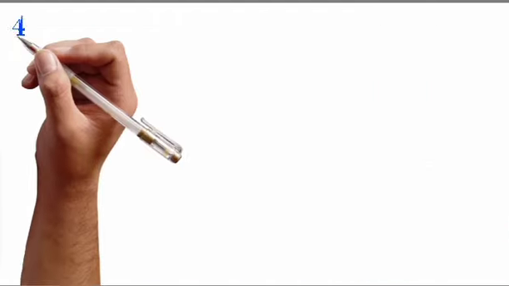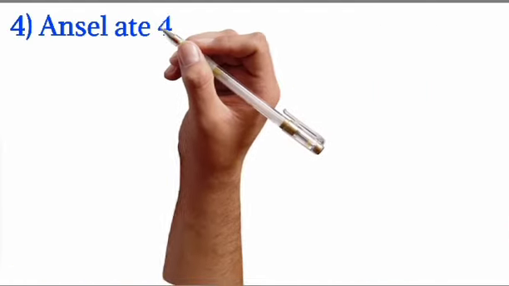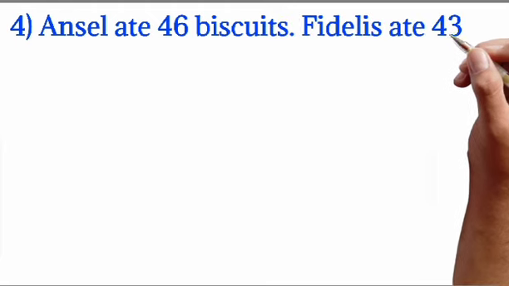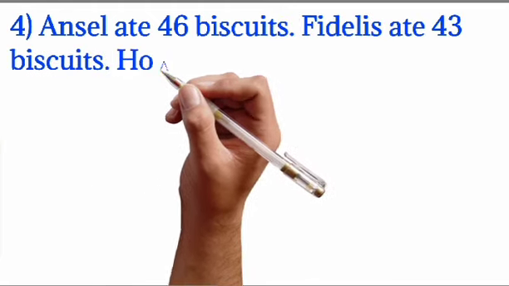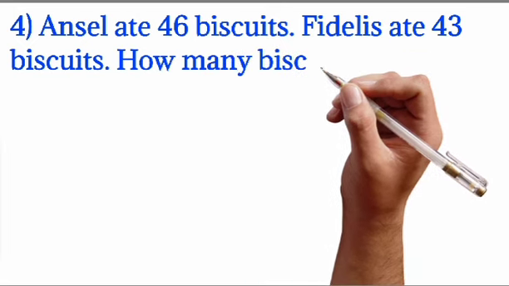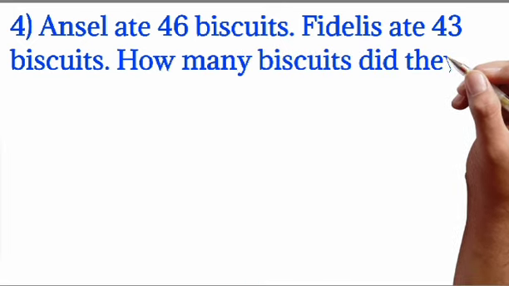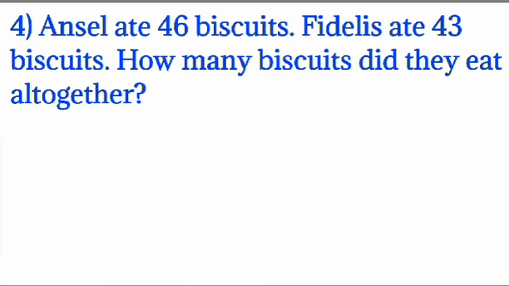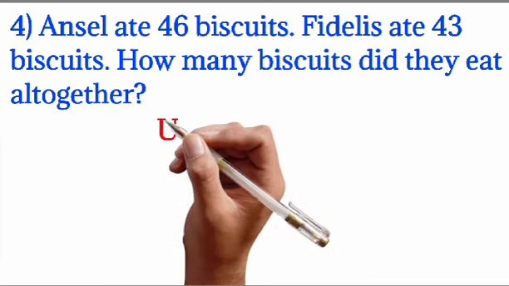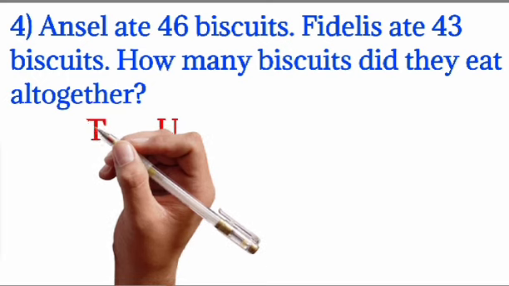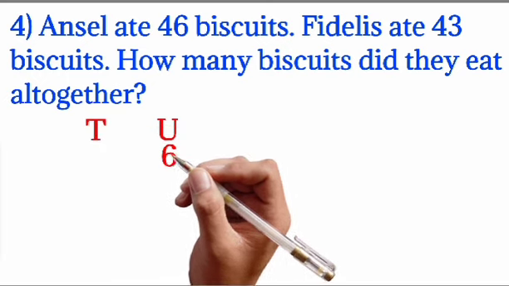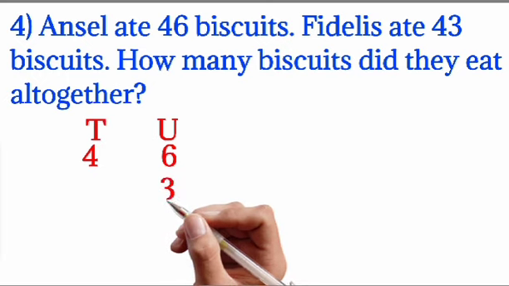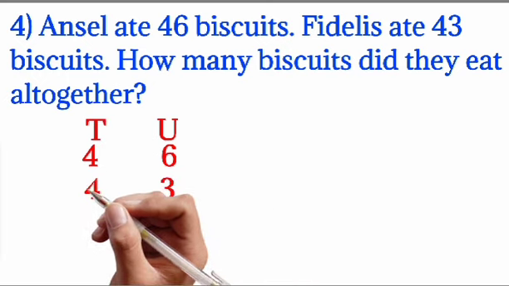The next one is giving us word problems. Answer: 846 biscuits. Fidelis ate 43 biscuits. How many biscuits did they eat all together? First, I'll put my units and my tens. My 6 is under my units. My 4 is under my tens. My 3 is under my units. My 4 is also under my tens.